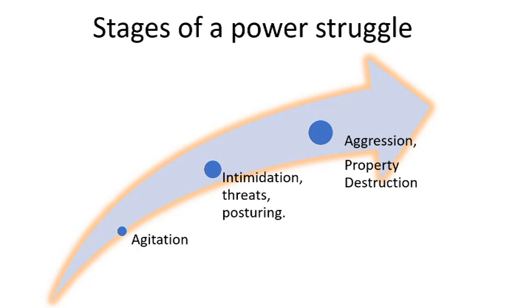It's important staff is able to recognize the power struggle at the agitation level so it never gets to the point of aggression. Once again, it's our job to make sure we stop power struggles as soon as possible, and we can only do that if we recognize these stages.